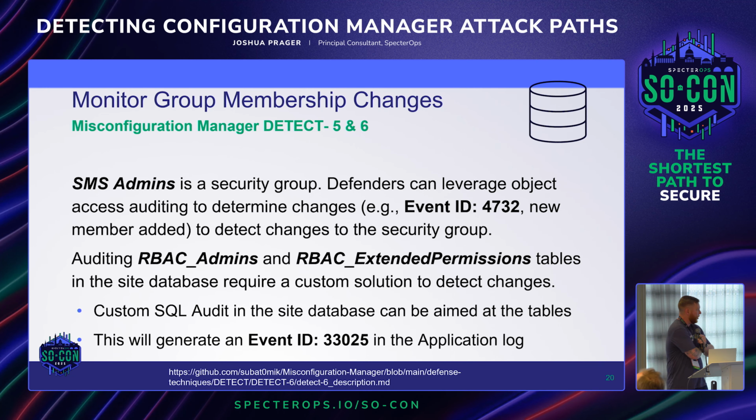All right, so let's talk about detections and evasions for this. So a detection, right? SMS Admins is a security group on that site server, so there is an event ID 4732 where a new member was added to the group. And if you want to audit someone just directly inserting a user into the RBAC admins table of the backend database server, for that you're going to have to think outside the box. So what you can do is custom SQL audits, where you're auditing for that RBAC admins table and any sort of insert, or the RBAC extended permissions tables. Look for those tables, audit those tables.